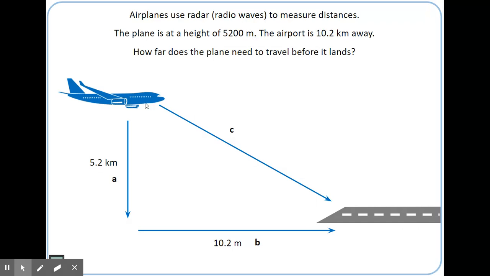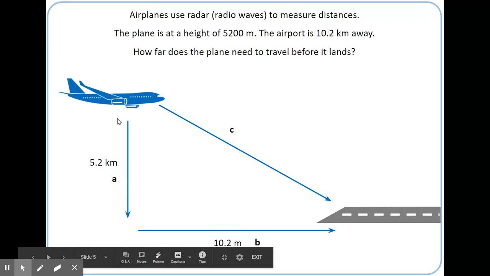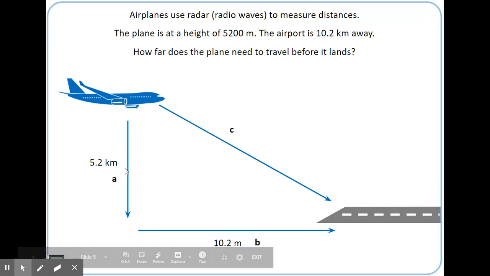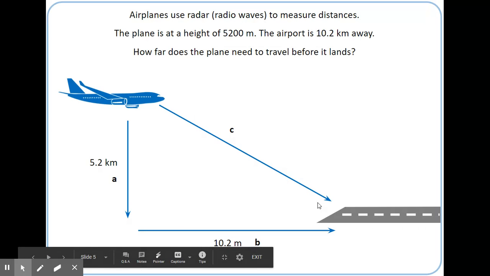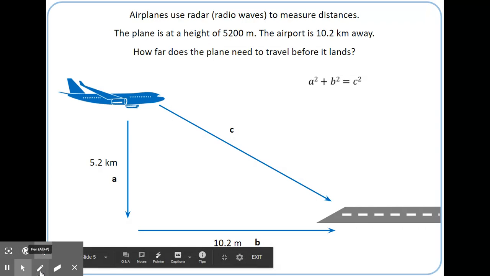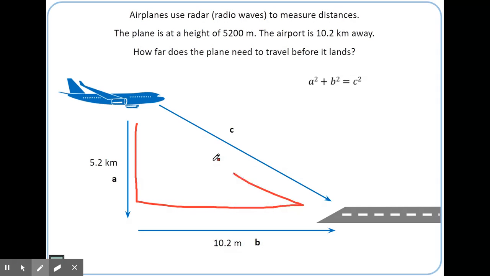Now, using the information, it's very crucial you sketch the right angle triangle. We know the plane is at a height of 5,200 meters, which is 5.2 kilometers. The airport is 10.2 kilometers away, which is mentioned here. Now we need to calculate how far the plane needs to travel before it lands. Notice you could see a right angle triangle. It's important you sketch the right angle triangle. You will be using a ruler, and I do apologize for the rough drawing. Remember, you need to sketch the right angle triangle to find out the missing value. Remember, this is kilometers, not meters.